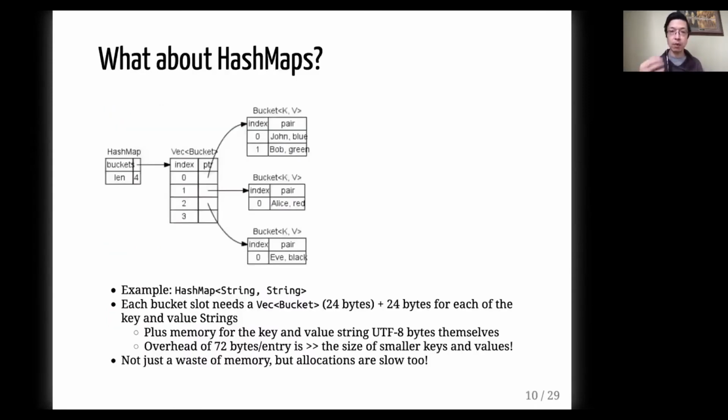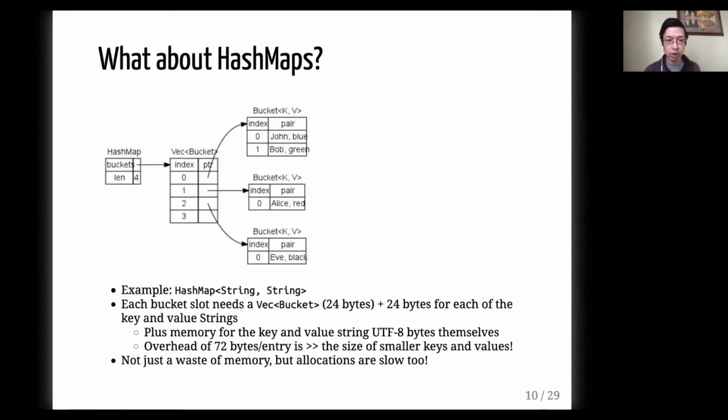Now let's look at a more complex data structure, the hash map. A hash map can be implemented using buckets, right? So all of your items are hashed into a fixed number of buckets. Each bucket in turn can have one or more items in it when there is a collision.